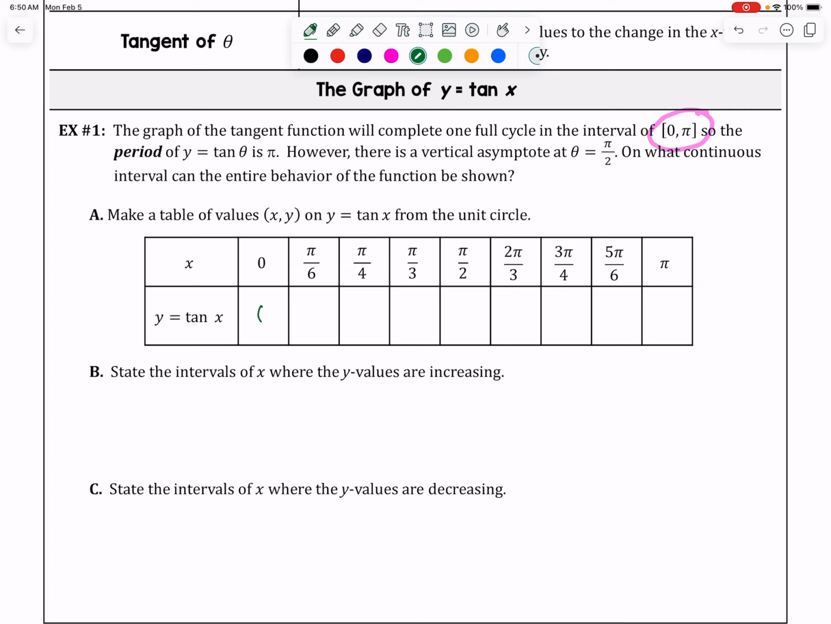So tangent of 0 is 0. At pi over 6 it is square root of 3 over 3. Then 1, then square root of 3. At pi over 2, it does not exist, because if you remember, the ordered pair at pi over 2 is (0, 1), so 1 over 0 would be undefined. Then negative square root of 3, negative 1, negative square root of 3 over 3, and 0.